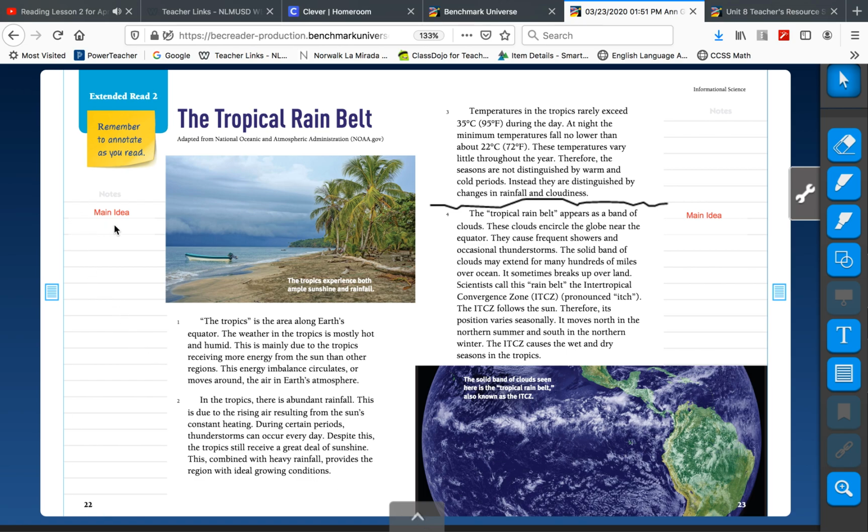On page 22, please write the words main idea in the notes margin. Then draw a squiggly line under paragraph 3. You're looking for the main idea of the first 3 paragraphs here. Then write the words main idea next to paragraph 4.